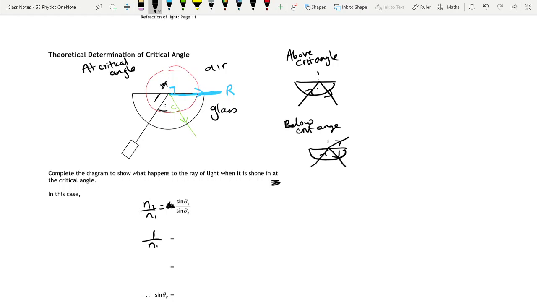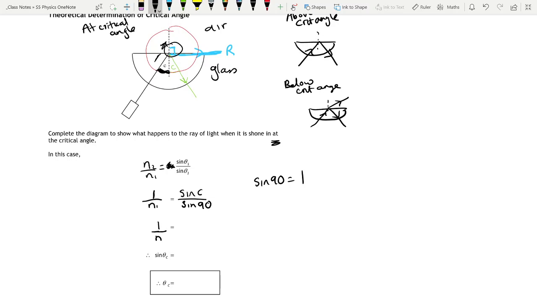So N1, because we don't know what the refractive index is. Sine theta 1 is our angle in material 1, so sine theta 1 is sine C. And sine theta 2 is at 90 degrees because it's refracting to 90 degrees, so sine 90. Those of you that have memorized your trigonometry will know that sine 90 is 1. So we end up with 1 over N1 is sine of the critical angle divided by 1. Rearranging that, you end up with sine of the critical angle is 1 over N.